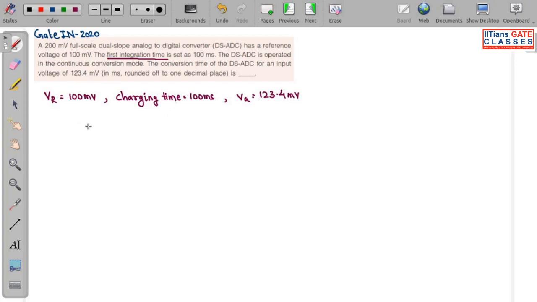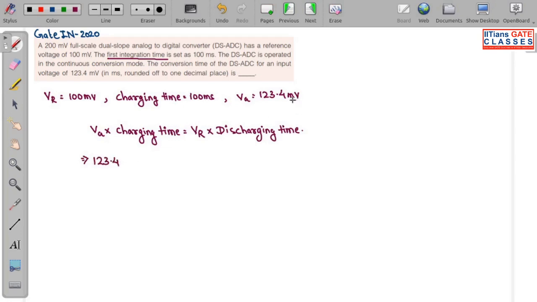We have seen the formula: V applied into charging time is equal to V reference into discharging time. So first let me calculate the discharging time.